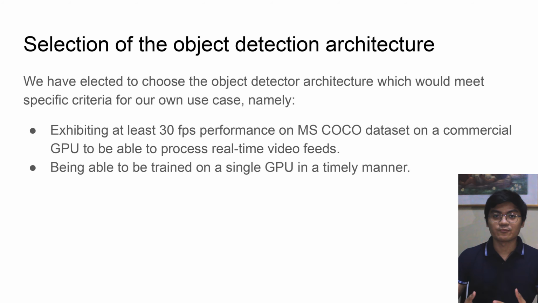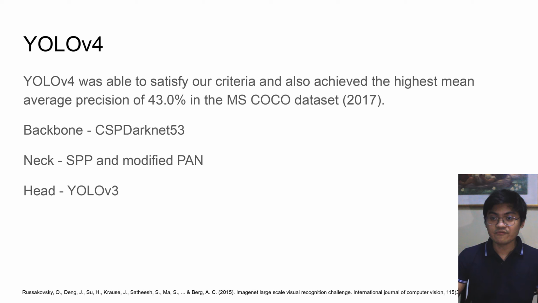These are the criteria that we used in selecting the object detection architecture. YOLO V4 is able to satisfy our criteria and also achieve the highest mean average precision of 43% in the MS COCO dataset.